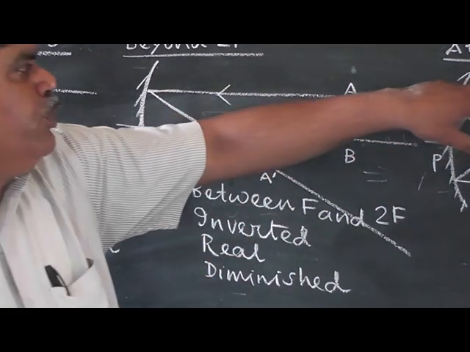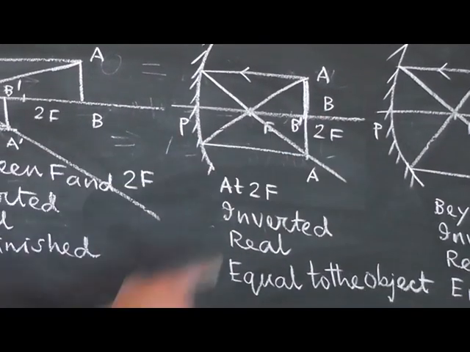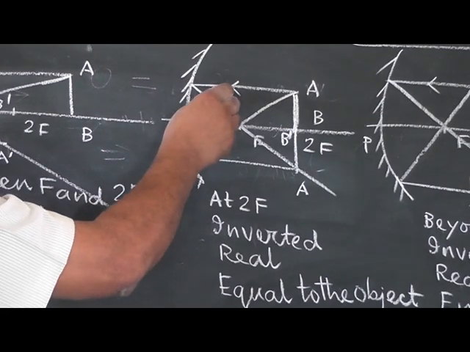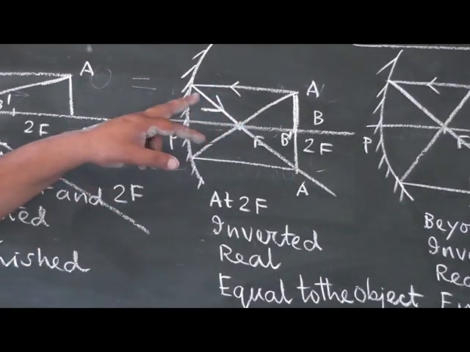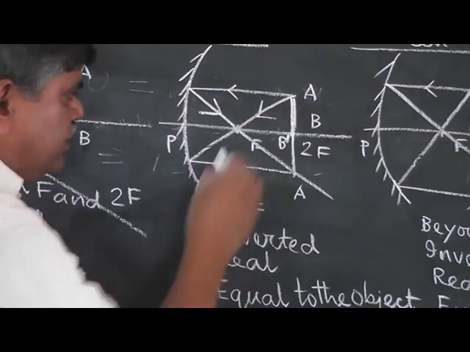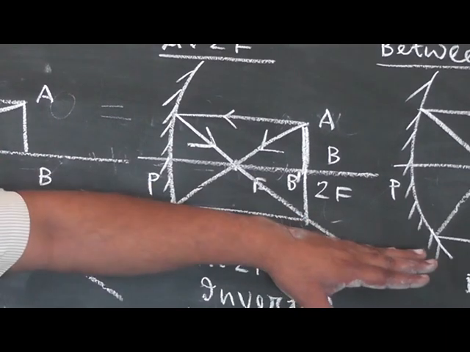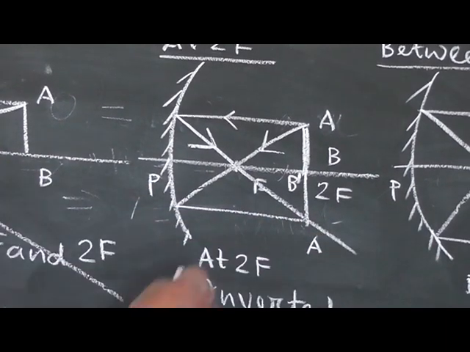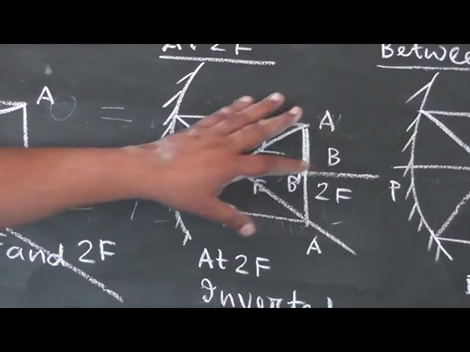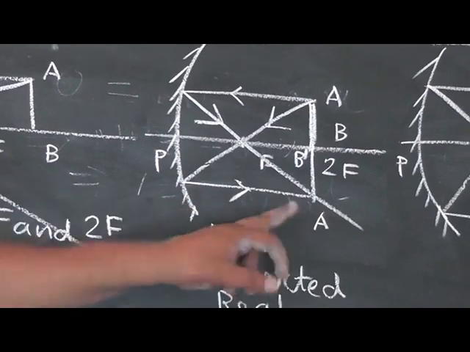Now, let us come to the position when the object is at 2F. Again, we have taken those two rays, one parallel to the principal axis of the mirror, after its reflection it is moving to the focus of the mirror, another one which is meant to pass through the focus, after its reflection, it will be parallel to the principal axis of the mirror. And we see these two rays coming from the point A, after their reflection from the mirror, are really meeting at the point A dash.